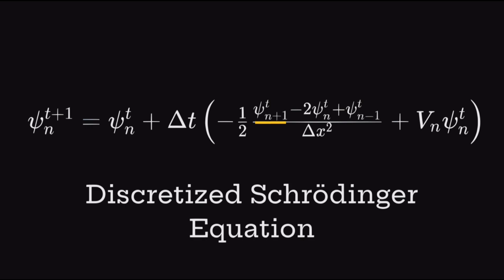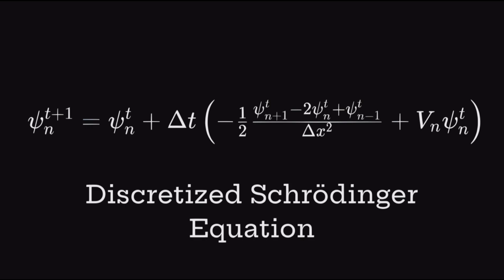Psi n plus 1 at t is the wave function's next position. Psi n at t is the wave function at the current position. Psi n minus 1 at t is the wave function at the previous position. Delta x squared is the square of the step size in space. Smaller values of delta x give more accurate results, as the approximation becomes closer to the actual derivative.